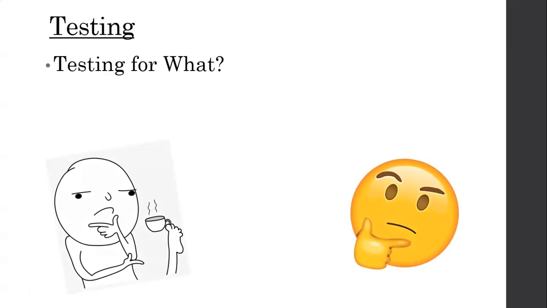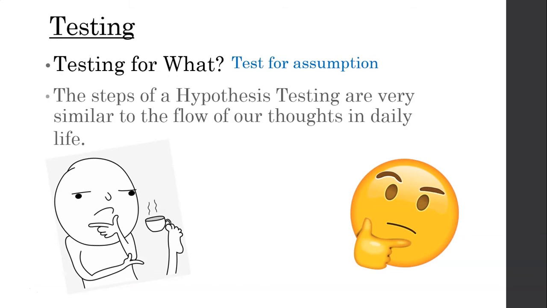First, what is testing? Testing for what? We perform testing to test for assumptions. The steps of a hypothesis testing are very similar to the flow of our thoughts in daily life, but it is from a mathematical perspective and it quantifies, or assigns a value to, some observation. I will first be explaining the steps of the flow of thought so that you will have an idea of what you are doing.